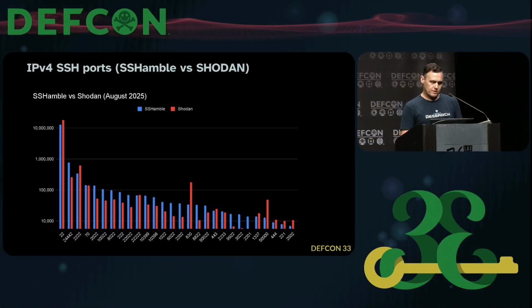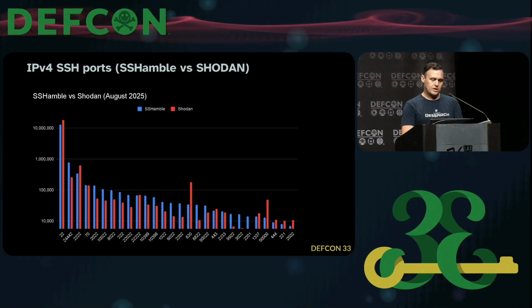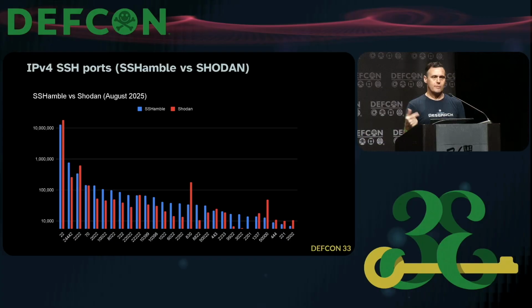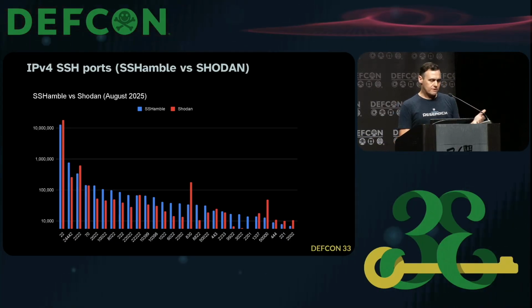So you'll see some differences here. In port 9022, for example, there's only a tiny little bit of Shodan, a whole lot of our stuff. In other cases, it's the opposite, where Shodan found a whole lot of stuff and we found very little, and that's because those devices were changing IPs a lot, so they're getting double counted over a 30-day period. But generally, you can trust Shodan.